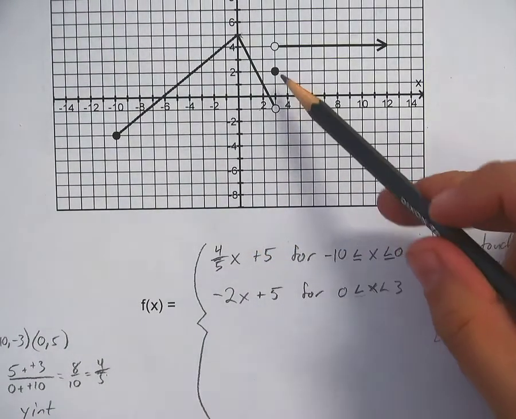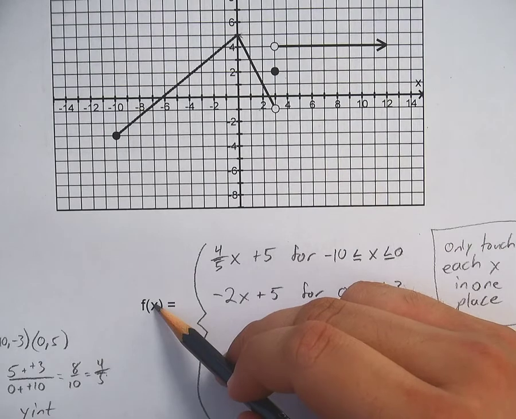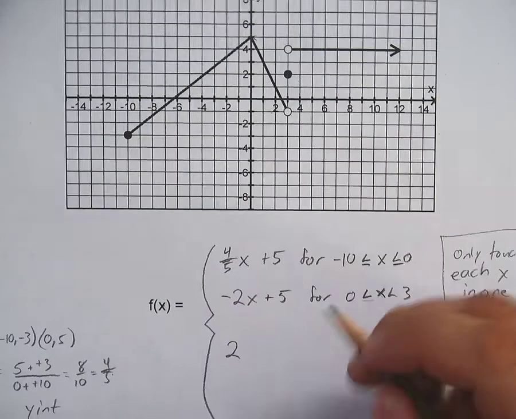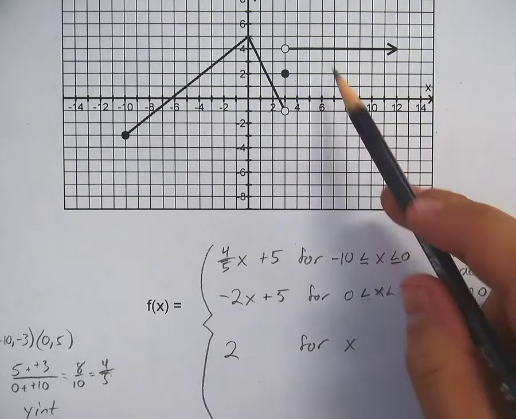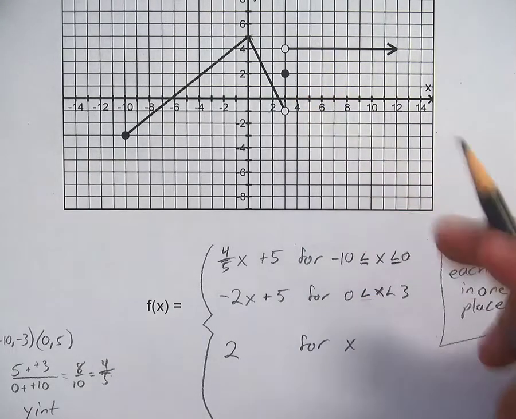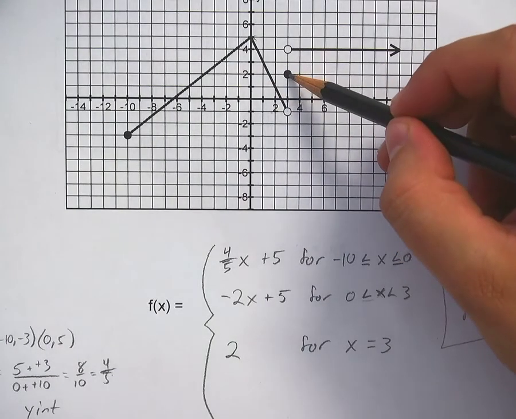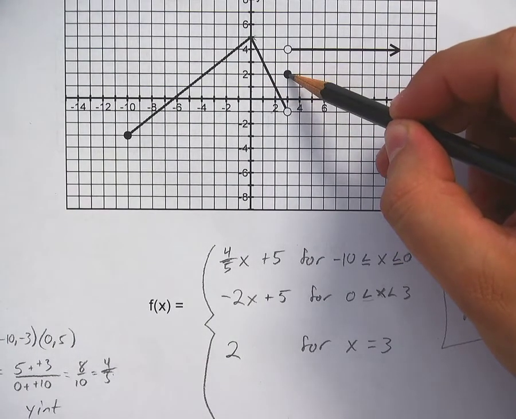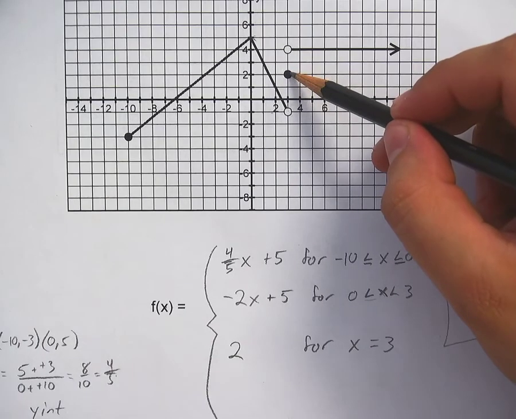Okay, the third one here is just this dot. So that y value is 2. So your y is going to equal 2. And that is for when x is equal to 3. So when x is 3, it's just this point. When it's less than 3, it's over here. When it's bigger than 3, it's up here. But when it is 3, it's just 2.